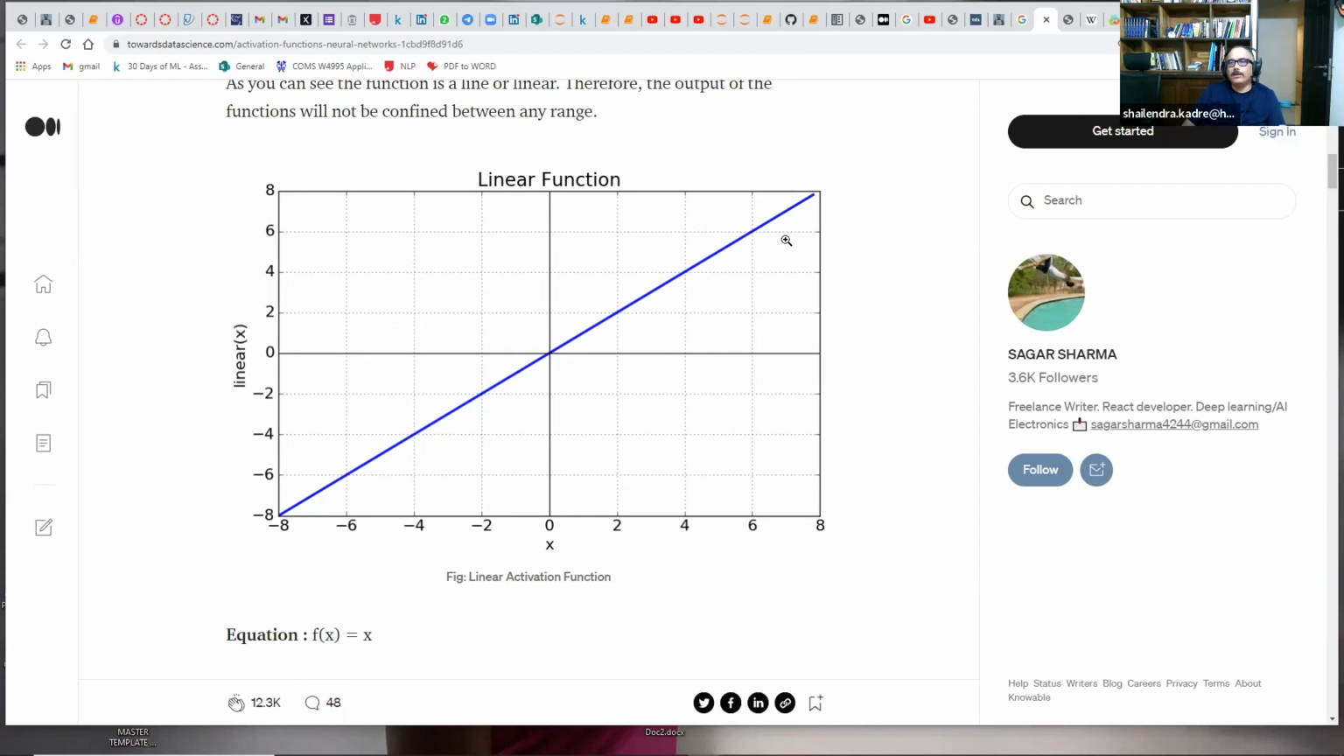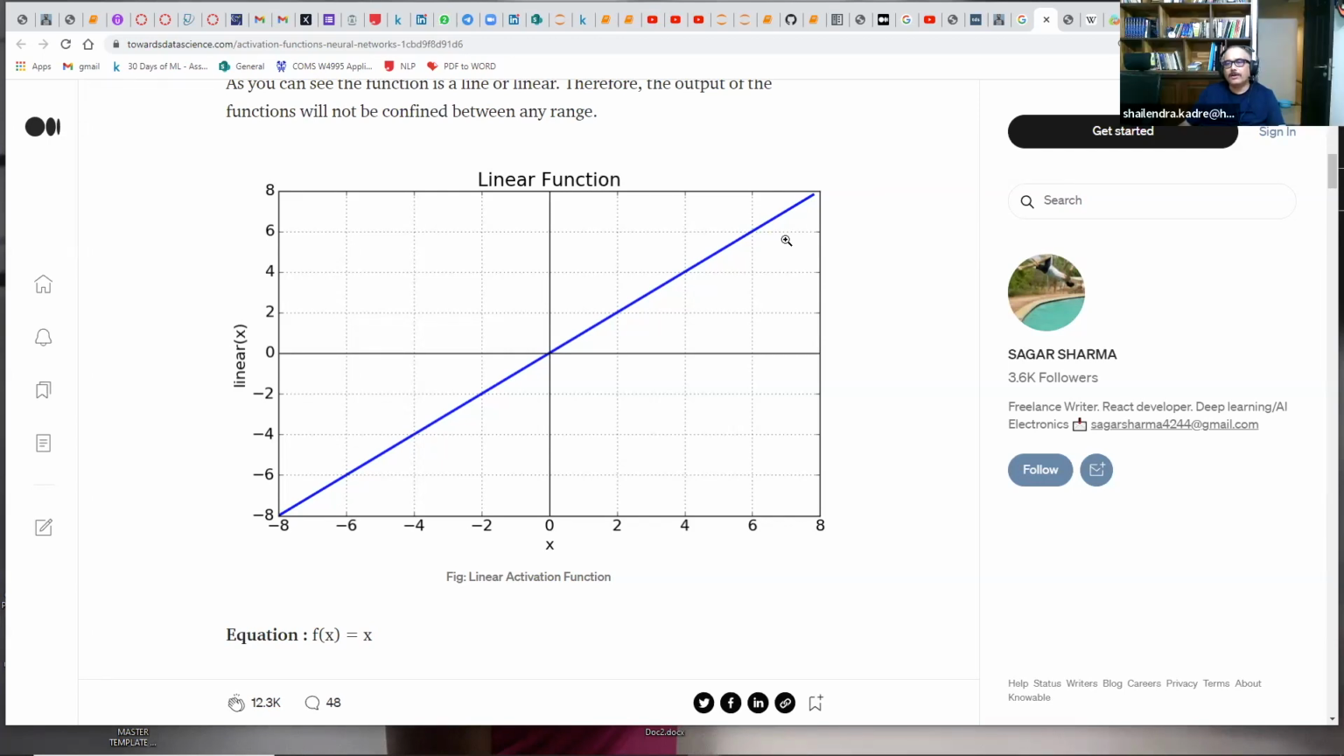Can anybody tell why? In a regression kind of problem, we use a straight line equation as our output activation function. Why is it so? Because the decision boundary is linear. There is no decision boundary in a regression model. Decision boundary is there only in case of a classification problem. Understood?